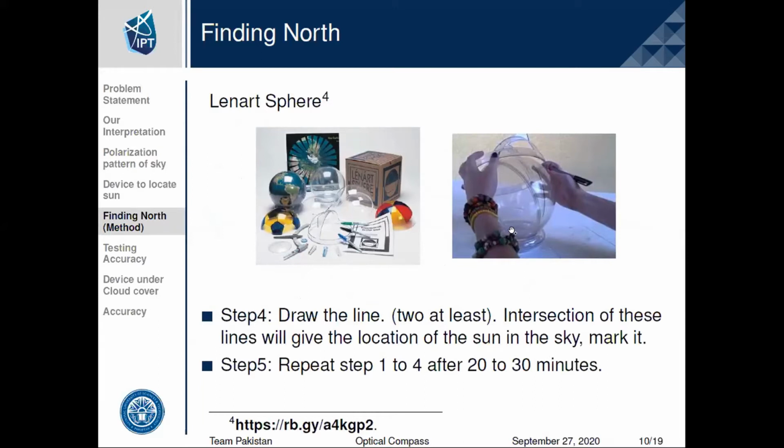Step four is to draw the line of the polarization. We should have at least two such lines from two different patches of the sky, and the intersection of these lines will give the location of the sun in the sky. So for example, where they intersect, that angle is where the sun is going to be, and then we mark it. In this way we get one position of the sun in the sky, and then we repeat steps 1 to 4 after 20 to 30 minutes to get a different location of the sun in the sky.